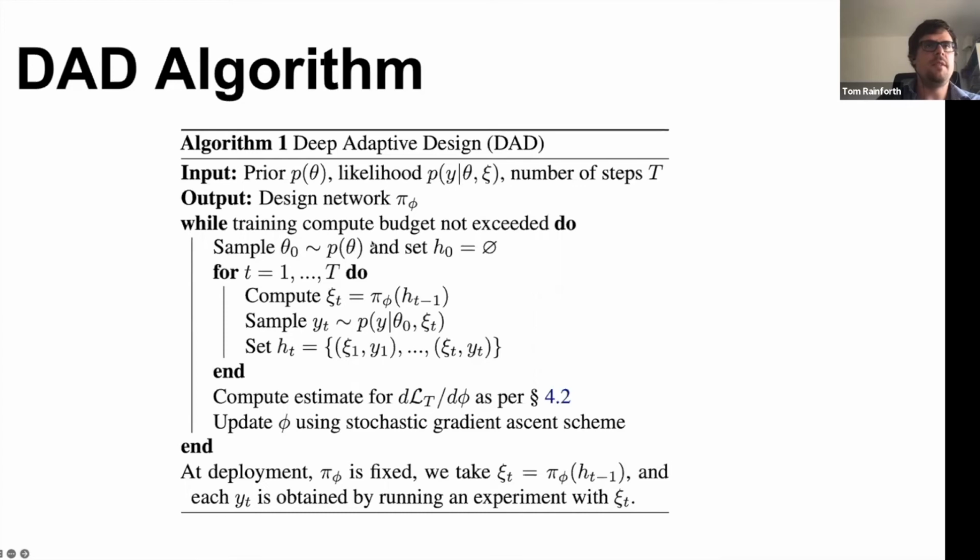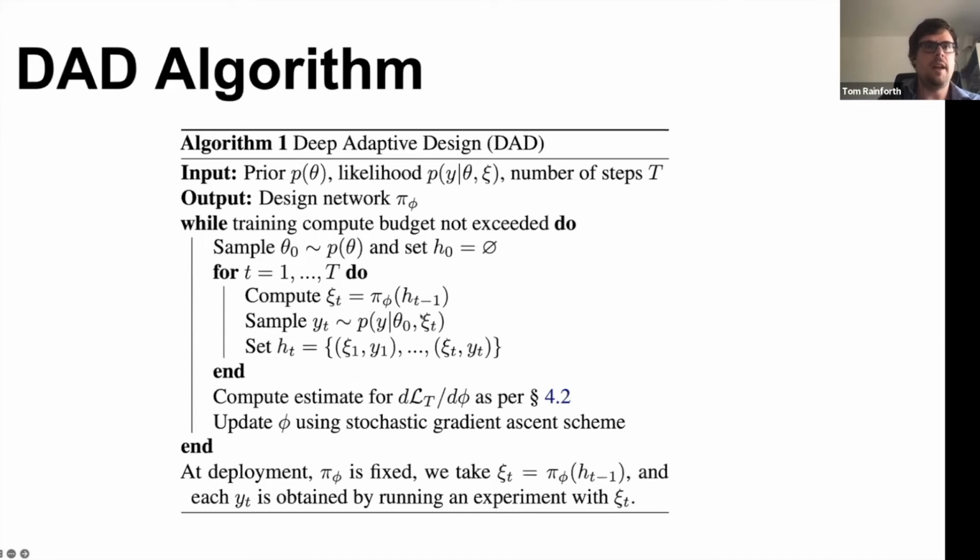So what we're going to do is, while we've got some computational budget, we're going to sample a true set of parameters, and we're going to set a history to the empty set. And then we're going to go through each iteration of the experiment. And at each iteration, we just use our policy to calculate the design at the next step. So we've got χ_t is π_φ(h_{t-1}). That's just using the policy to choose the next design.